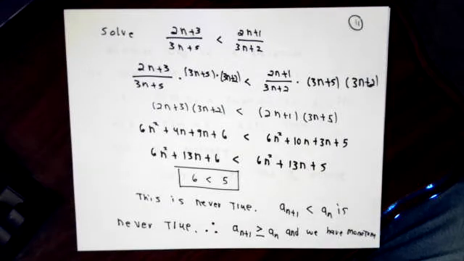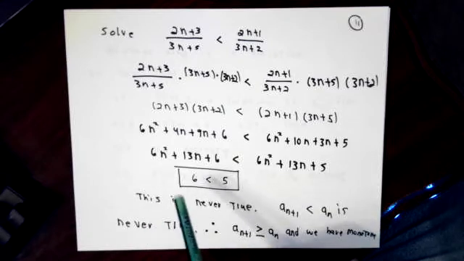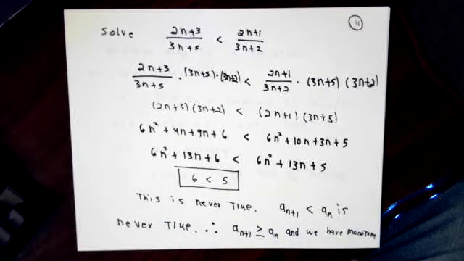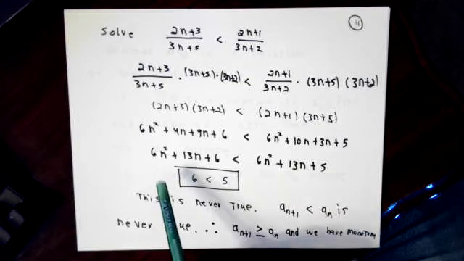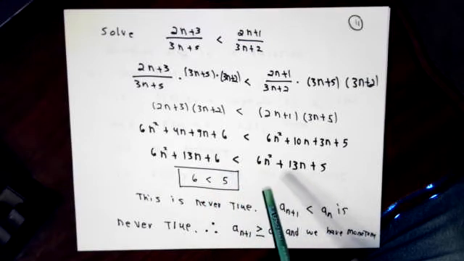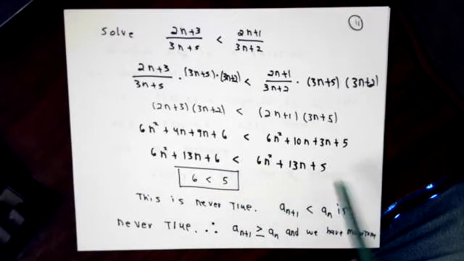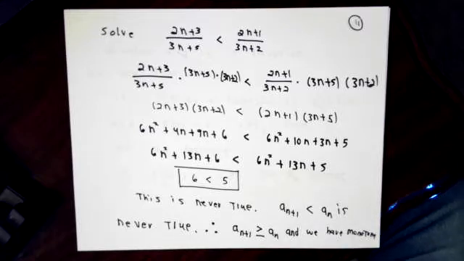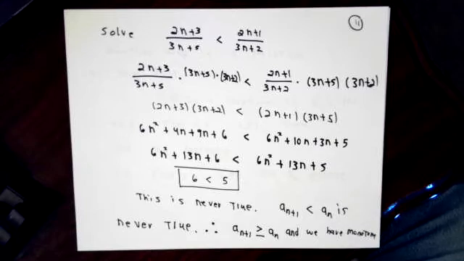Obviously, we can do the FOIL method or something on each side of the inequality, and after simplifying it, we found out that if we want the original inequality to be true, that's equivalent to 6n squared plus 13n plus 6 is less than 6n squared plus 13n plus 5. You can subtract the same quantity from both sides of an inequality without changing its meaning. So subtract 6n squared from both sides, and the 6n squares go away.